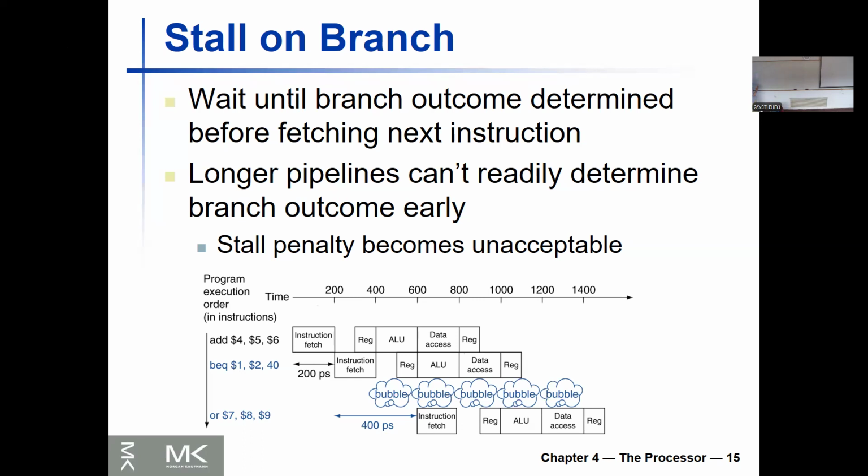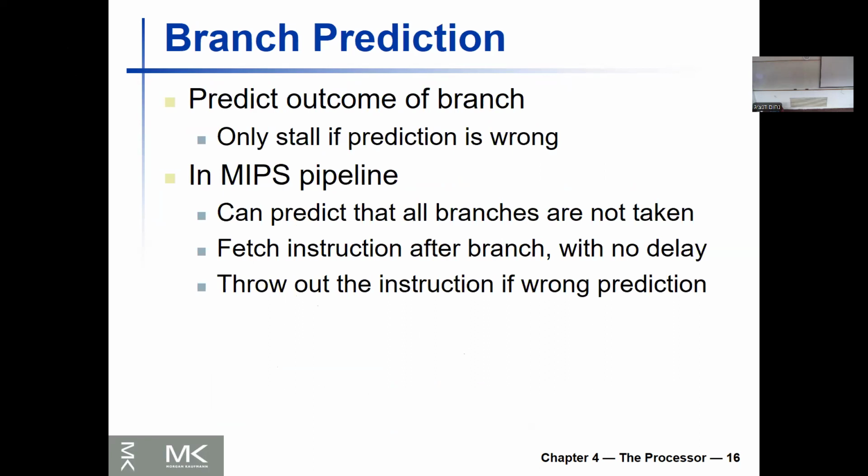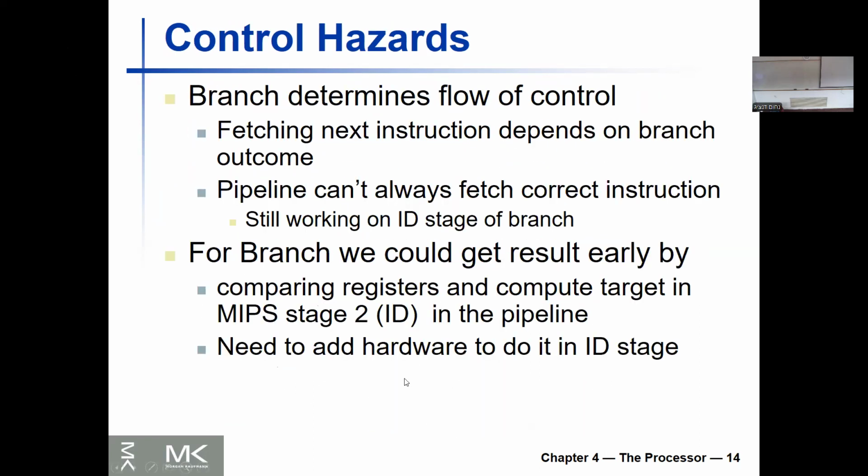We're saying, we'll build, that's what it said in the previous slide. Here, for branch, we could get the result early. It's really badly written. It should say, we will decide to now get the result early, by comparing registers and computing the target. Now, is figuring out where we're going in stage 2 of the pipeline. We'll of course need to add a ton of hardware to do that.